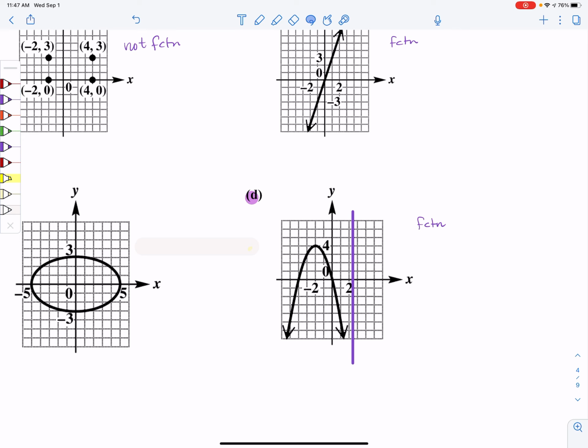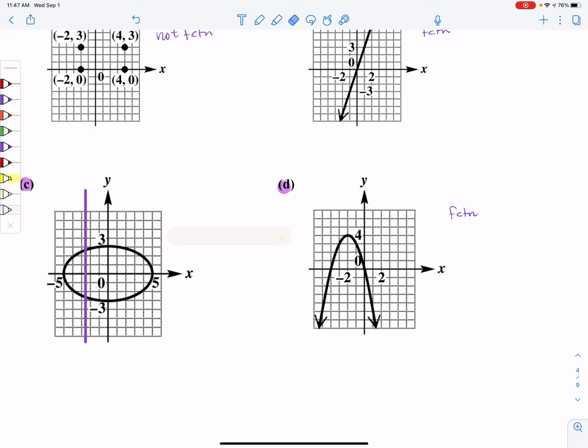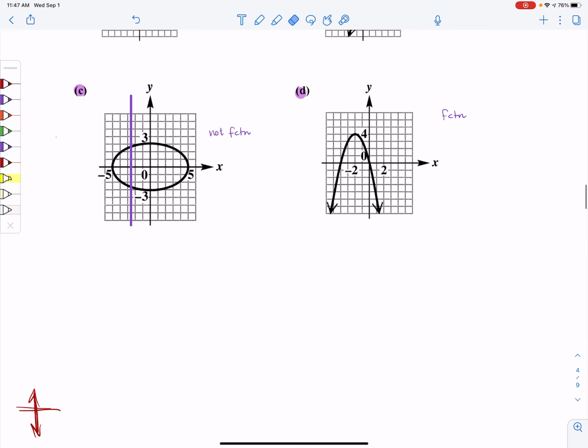Last but not least, let's take our line over to this oval thing. It's actually called an ellipse. And all of a sudden I see that my ellipse touches 2 points at the same time, so it is not a function.